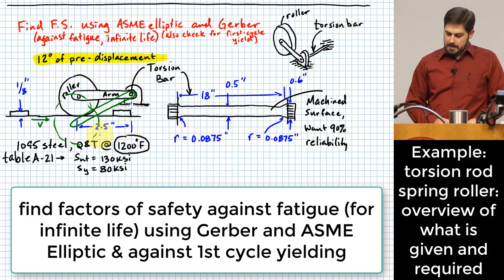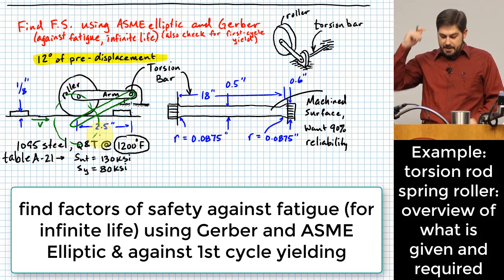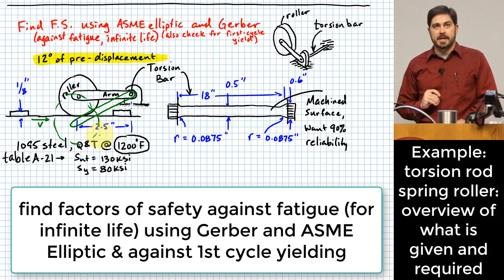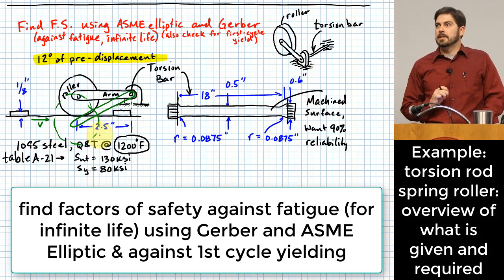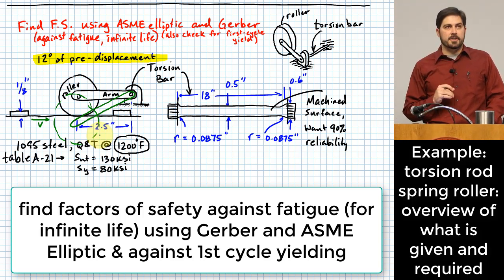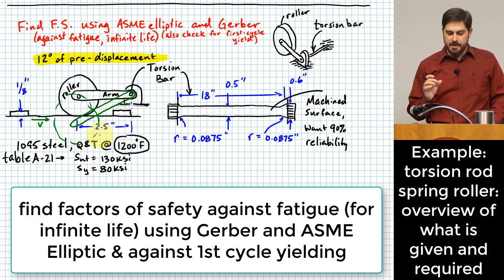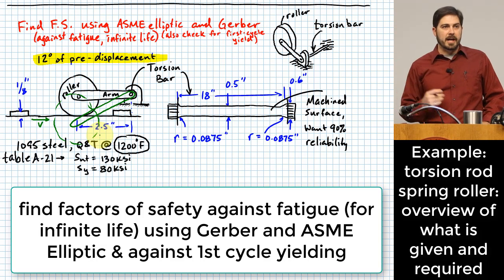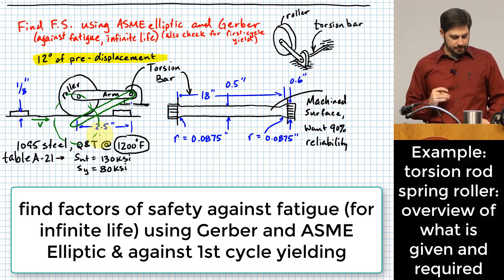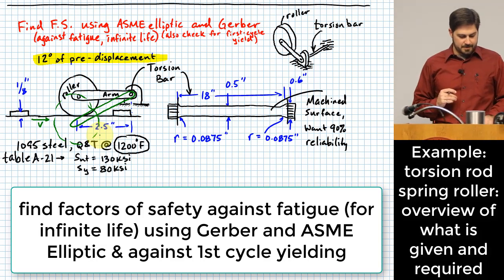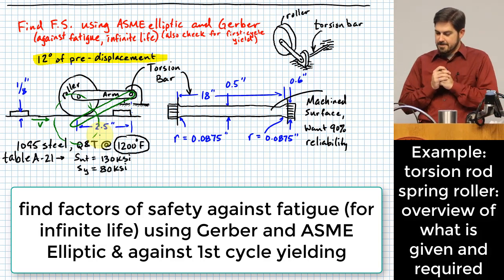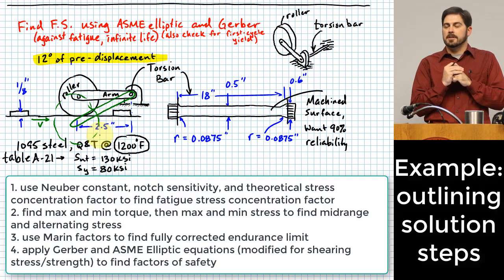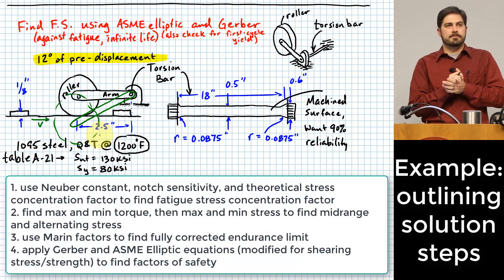All right? So what we want to do with this is, for this situation, we want to evaluate factors of safety using the ASME elliptic criterion as well as the Gerber criterion. And we want to do this as factors of safety against fatigue, assuming we want infinite life. All right? We clear on what we're going for here? Okay, so what are our steps?